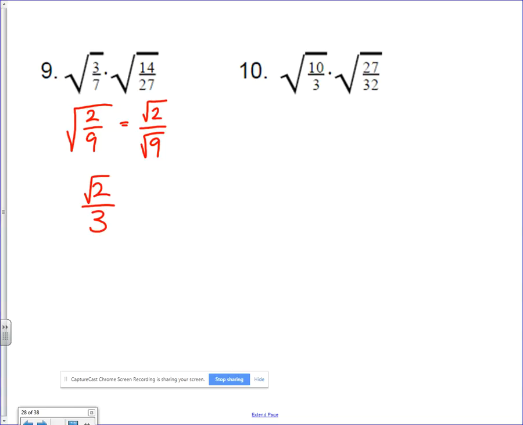Can you break this 2 down at all? Do I have any problems with this? Is this radical a problem? No, because it's in the numerator, right? That's it. That's that answer right there. Okay, do the same thing with number 10.